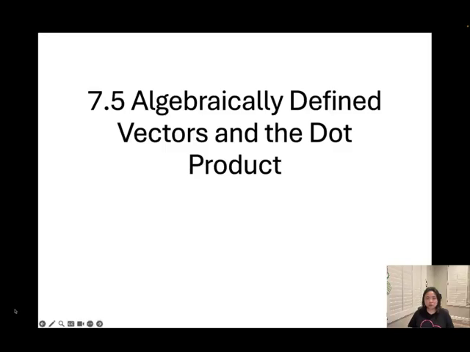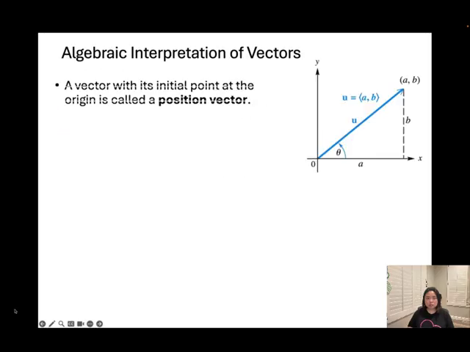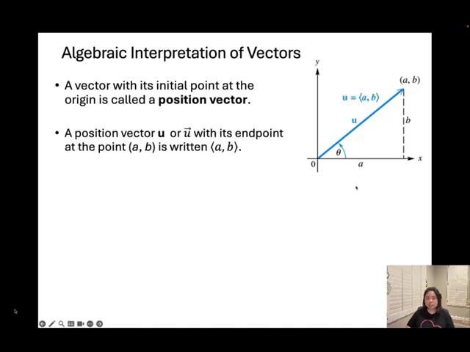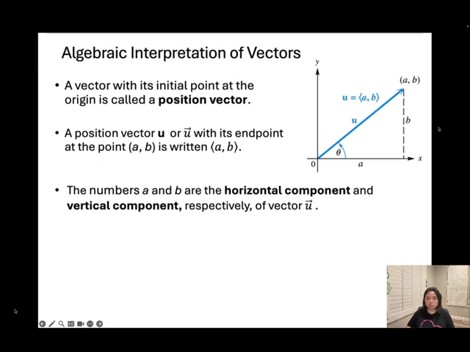Section 7.5: Algebraically define vectors and the dot product. Look at this vector. When its initial point is at the origin, starting from (0, 0), we call this the position vector. And this position vector u, with its terminal point at the coordinate (a, b), we're going to write as the angle bracket ⟨a, b⟩. Vector u equals ⟨a, b⟩. The numbers a and b are the horizontal component and the vertical component of the vector u here.